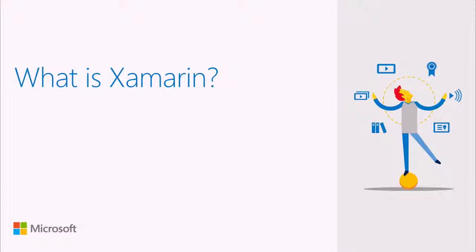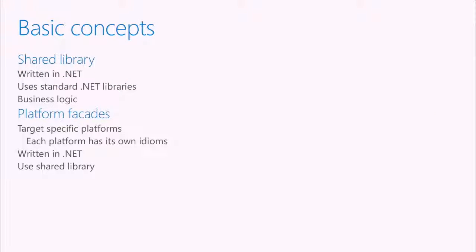Now, the first big question, though, that we want to ask is, what is Xamarin? Well, put simply, Xamarin is going to allow you to write your applications using Visual Studio and in .NET. Now, what you're going to have is a shared library that, again, is written in .NET. It uses standard .NET libraries. This is where your business logic is going to go. This is where your data access code is going to go. And again, stop me if you've heard this before, it's using .NET.